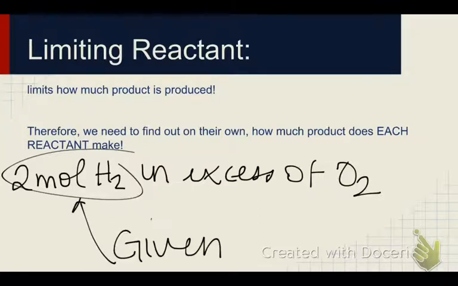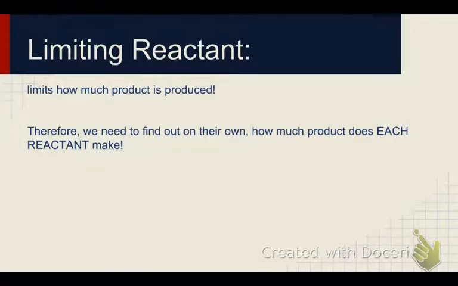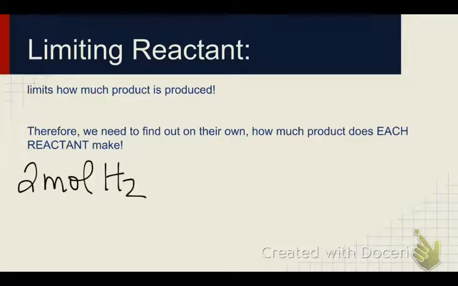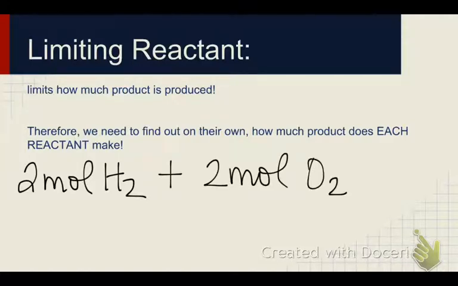However, things get a little bit more complicated when instead of having an excess of O2, you actually have a limited amount. So instead of it just being 2 moles of H2, you also have 2 moles of O2, or however much. Now one of these is my limiting reactant. One of these limits how much is produced. We need to figure that out.